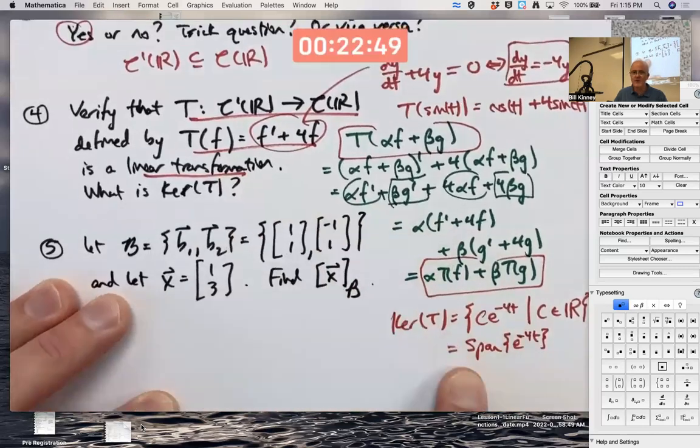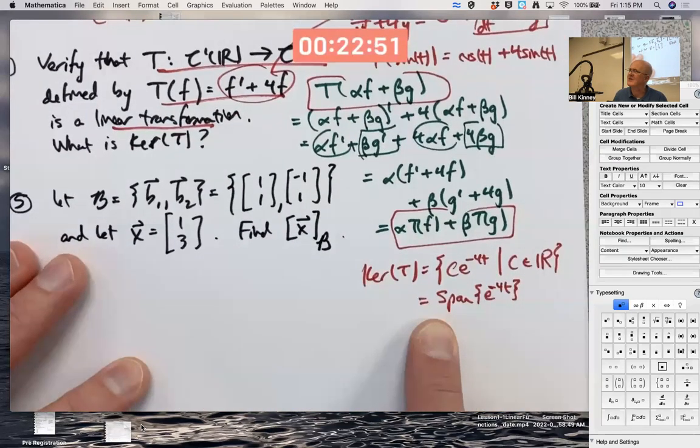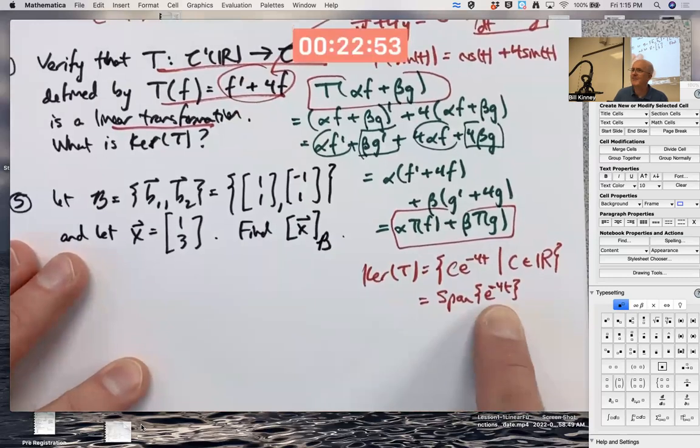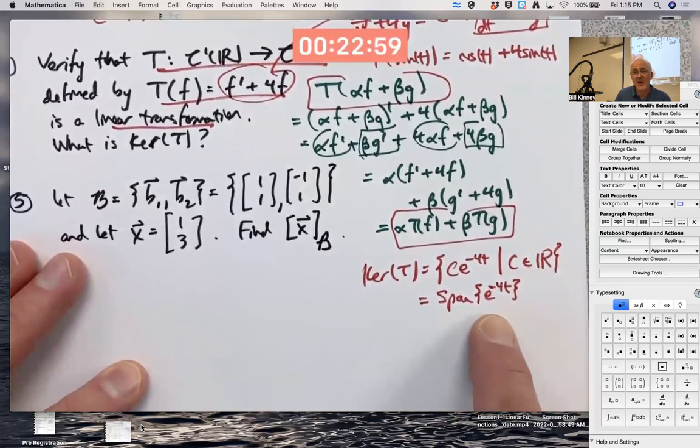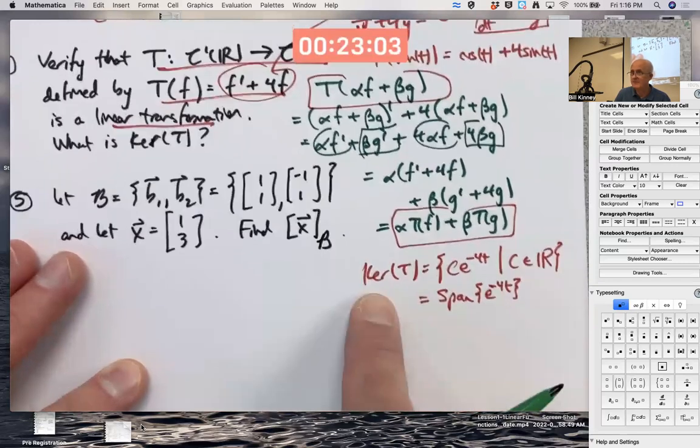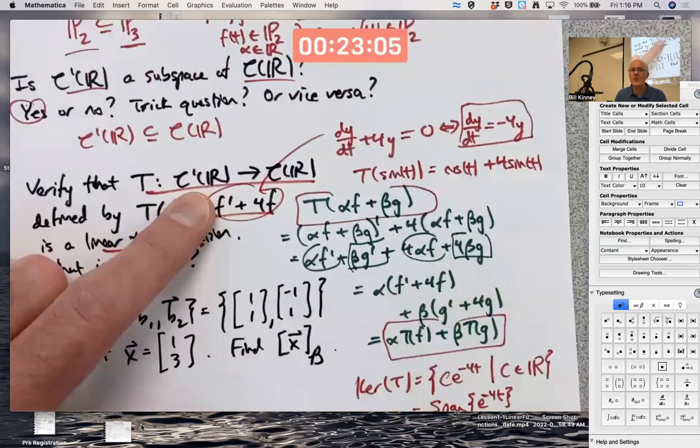This kernel, though, is 1-dimensional. It's spanned by one quote-unquote vector, e to the negative 4t. That one vector, that one function, is a basis for this subspace. The kernel is a subspace of C1.